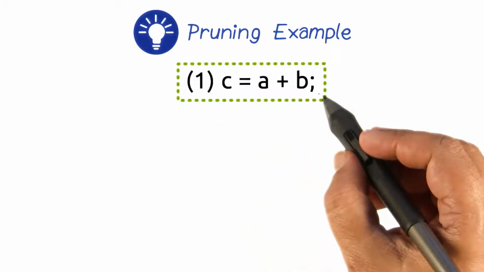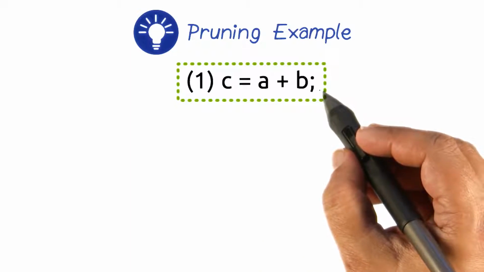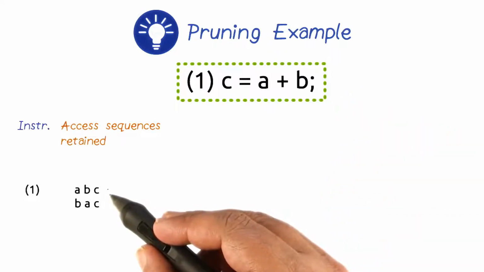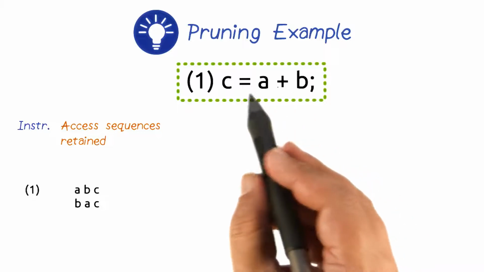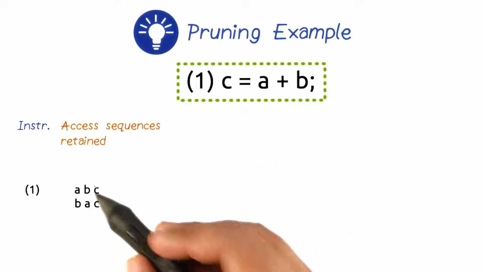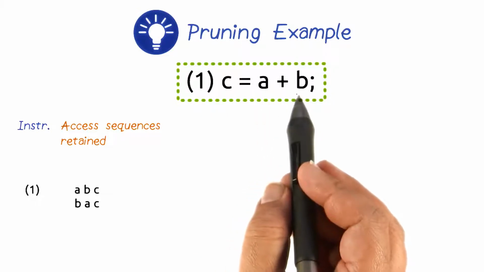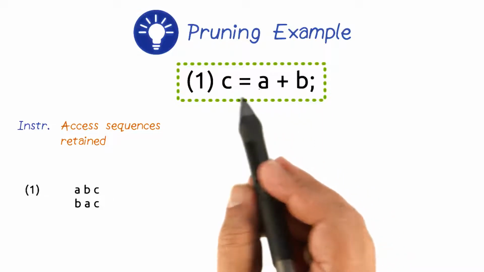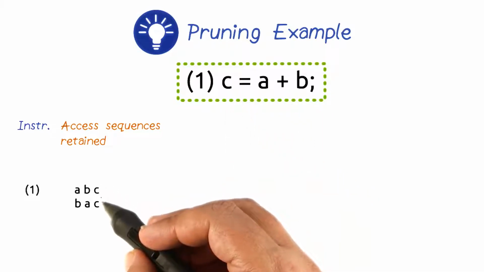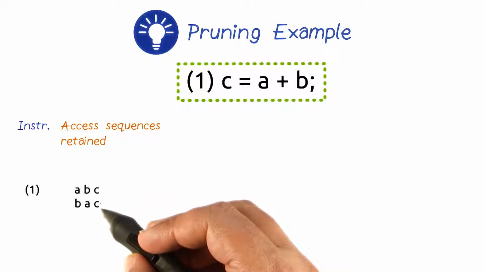So let us do this pruning example first, selecting and focusing only on statement 1, which is C equal to A plus B. The access sequence that is generated on the example is A followed by B followed by C, or A, B, C. If we swap A and B, doing a commutative transformation, then the access sequence will be B followed by A followed by C. So these two access sequences are possible. This is the original one, and the second one is under the commutative transformation.